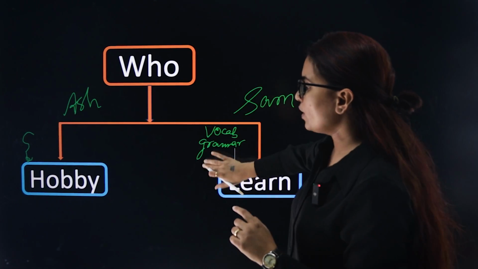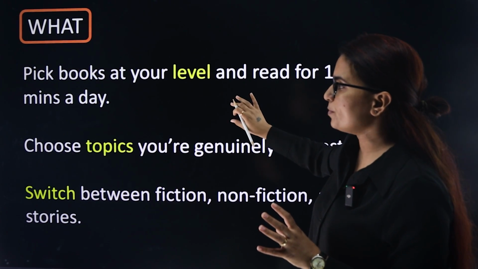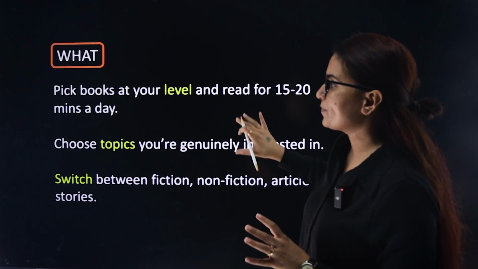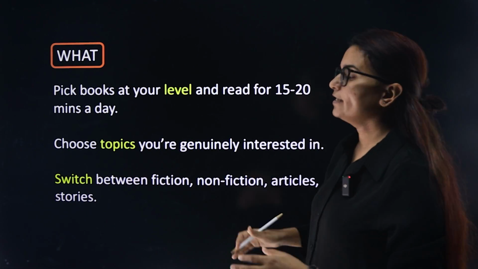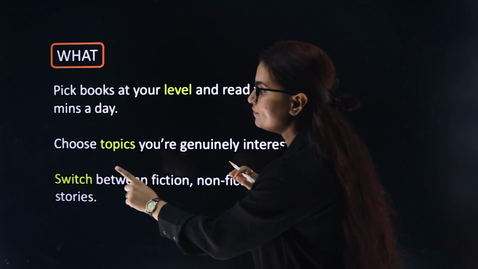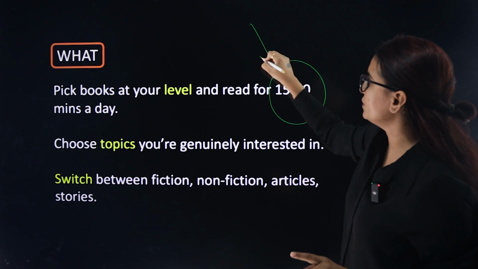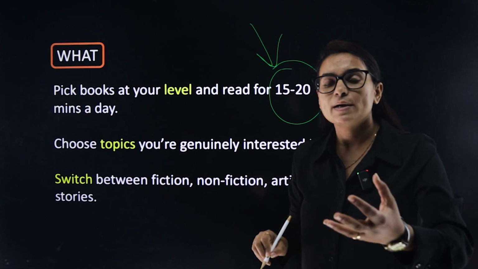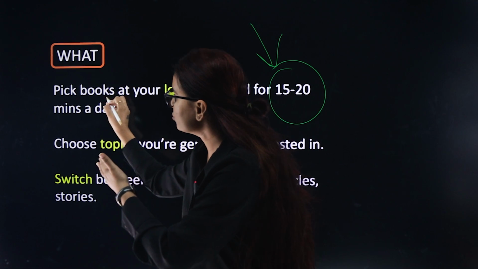Now, whether you fall into the category of hobby or learning, there are a few principles that all of you should be following without fail. You have to understand this very carefully. If you're reading for hobby or you're reading for learning, these things apply to you all. Pick books at your level and read for 15 to 20 minutes per day. 15 to 20 minutes per day is mandatory. If you really want to see some outcomes, some benefits out of reading, you should do it 15 to 20 minutes and you should do it daily.